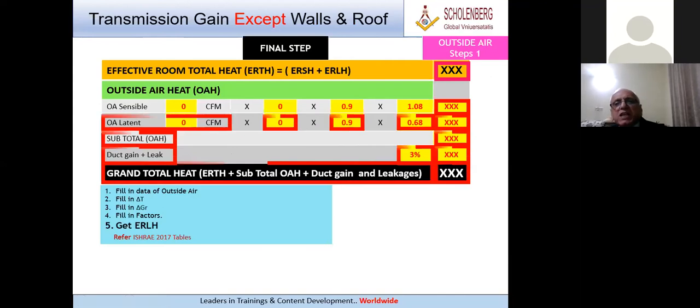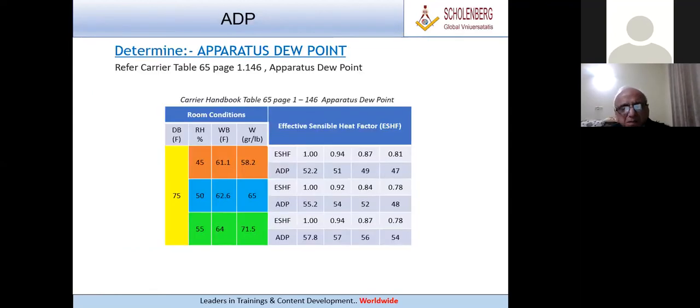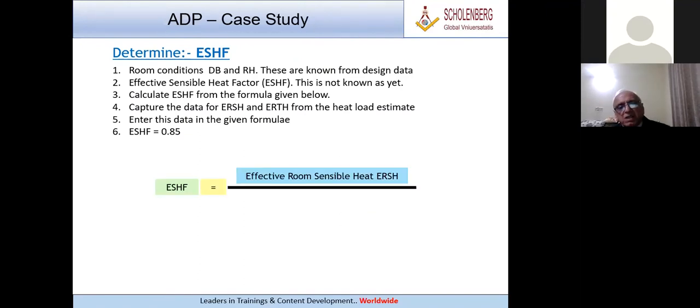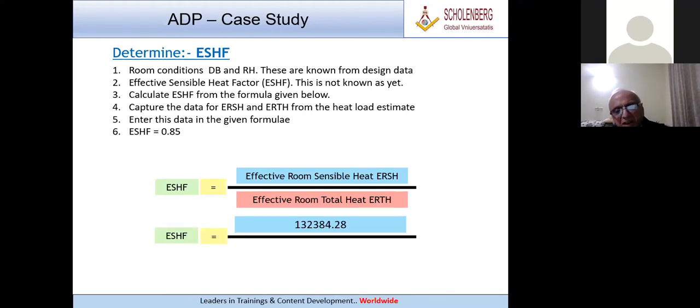Then we have the final step. This is the final step, outside air quality. Having said all this, the next factor is to determine the apparatus dew point. Then you have to determine ERSH. Now this is an equation out here, how to get the effective sensible heat factor.